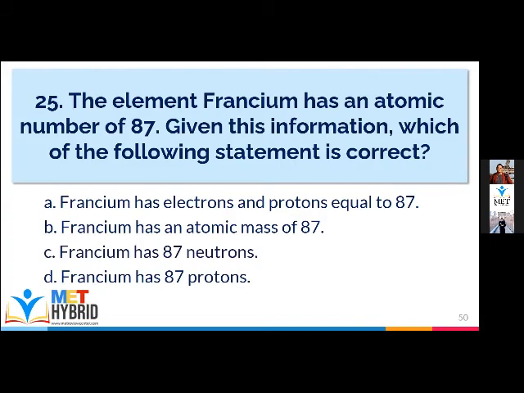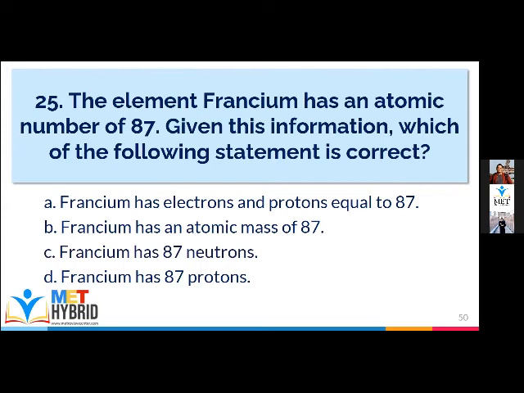Here, the element francium has an atomic number of 87. Given this information, which of the following statements is correct? A, francium has electrons and protons equal to 87. B, francium has an atomic mass of 87. C, francium has 87 electrons. D, francium has 87 protons.